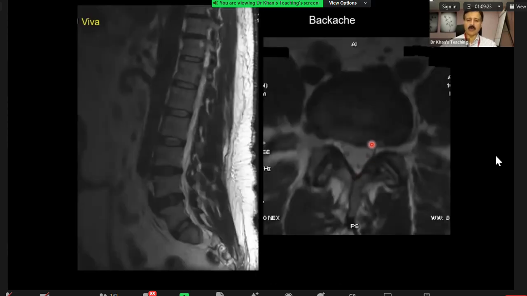What will you call this? It is in the parameters of degenerative disc disease. If you see here, and you can see this high signal here.